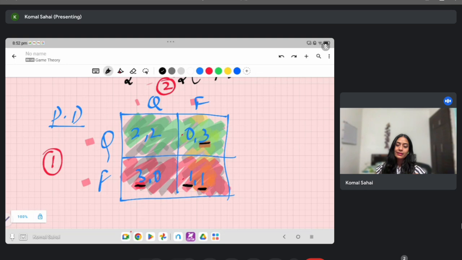Okay, and then what do we find? We want that in equilibrium every player's action should be a best response to the other player's action, and that is here. Think.